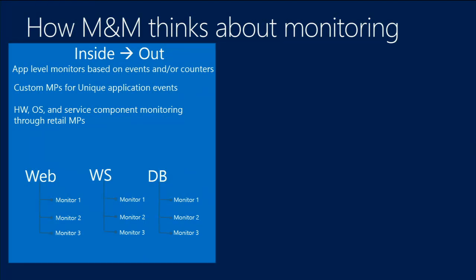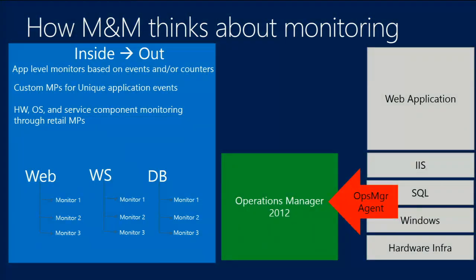So a little bit about how monitoring and management thinks about monitoring applications. We think about it from 2 different perspectives. An inside-out perspective, which is really about app-level monitoring based on events and counters that have been developed within your application. And this is leveraging custom MPs for unique application events, and then also looking at some of the hardware, OS and service components through retail MPs. This is really looking at it from the traditional Operations Manager agent perspective and leveraging those events and WMI queries.